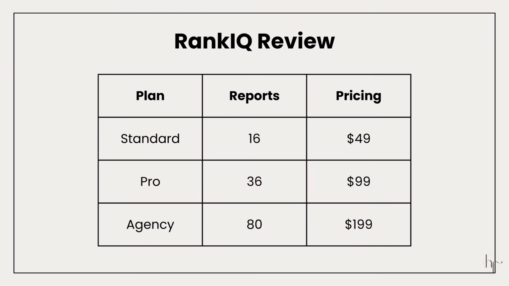So here's the difference. Here is the pricing table. For $49 a month, you get 16 reports, and that's their standard plan. Their pro plan is $99 a month, and you get 36 reports. And then their agency plan is $199 a month, and you get 80 reports.